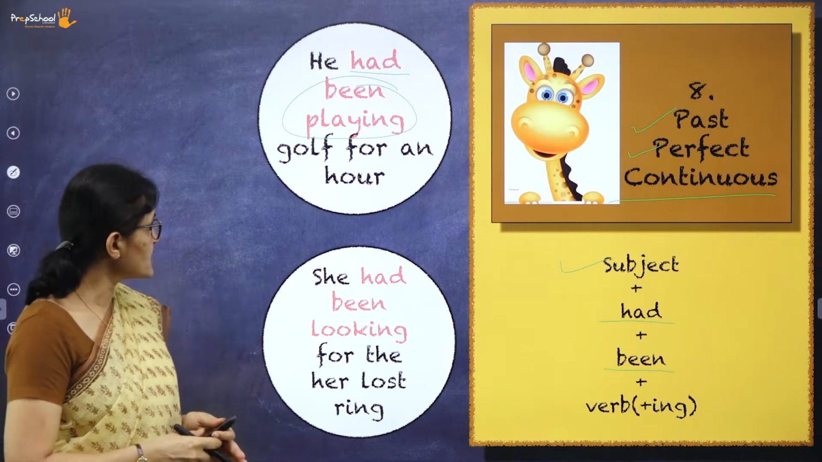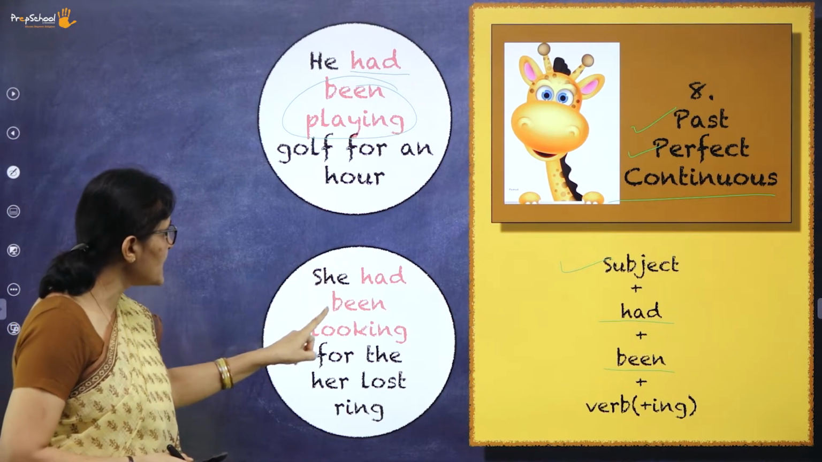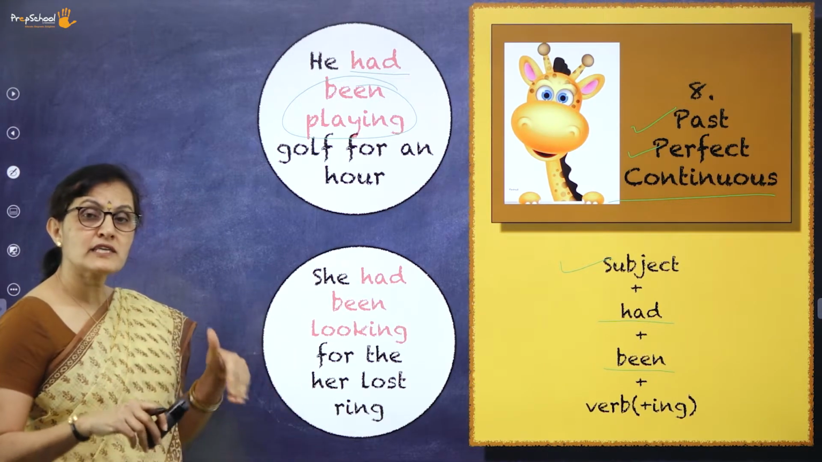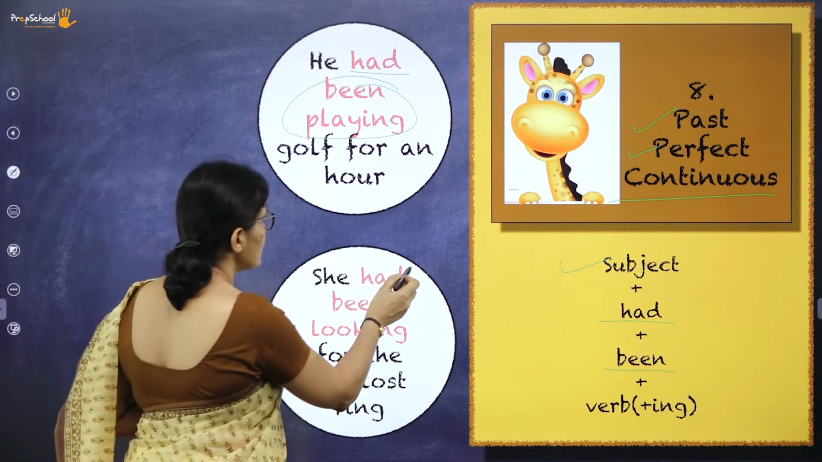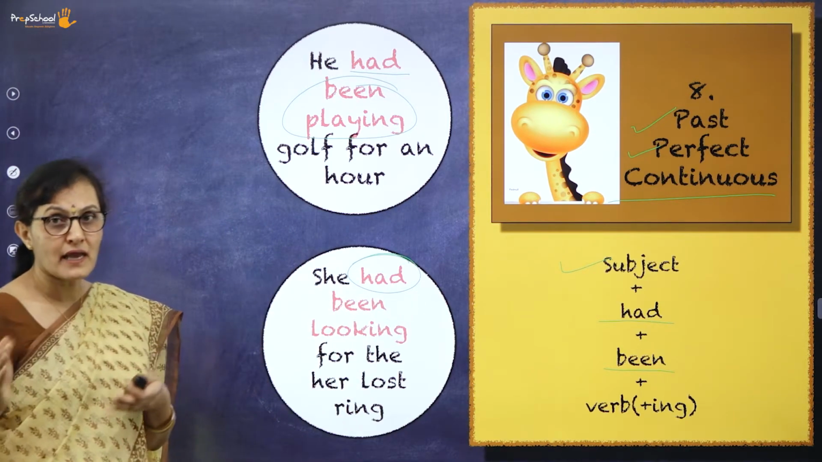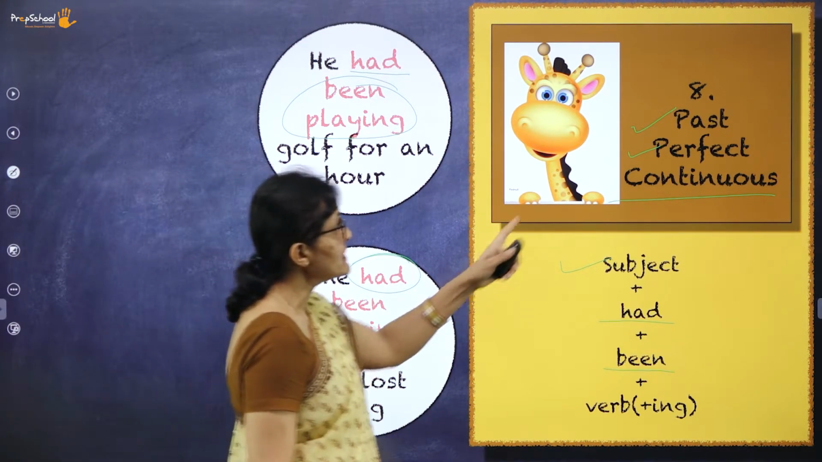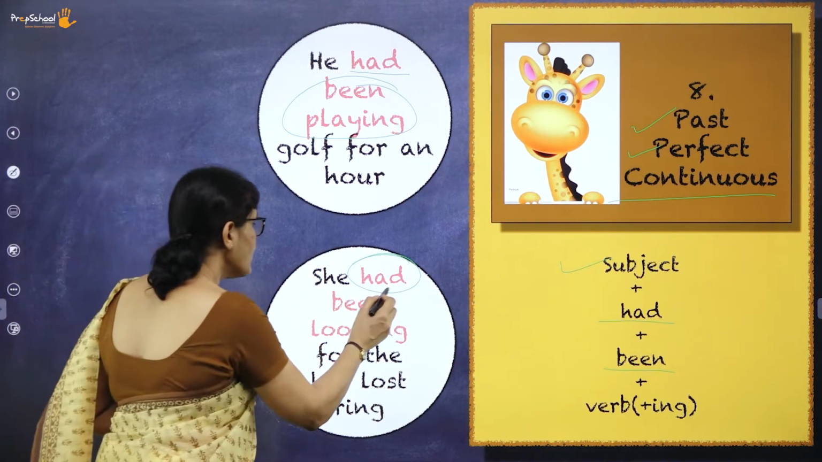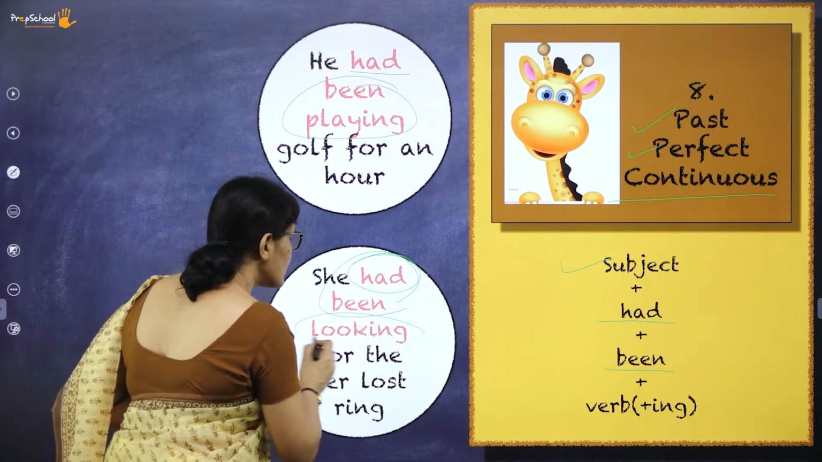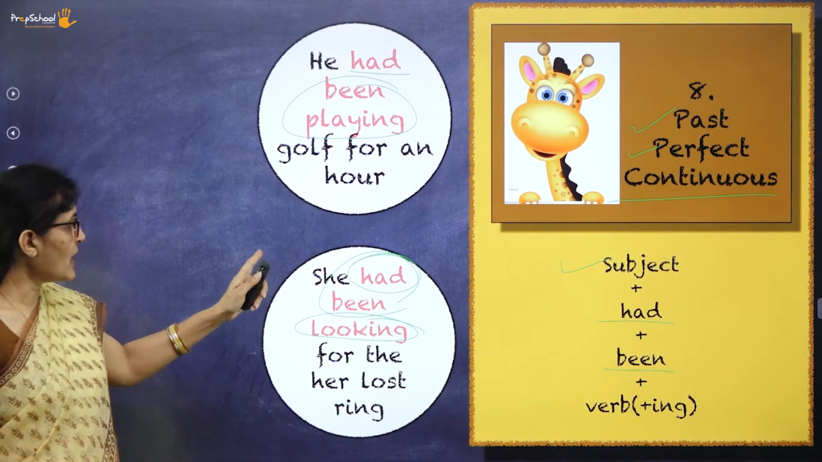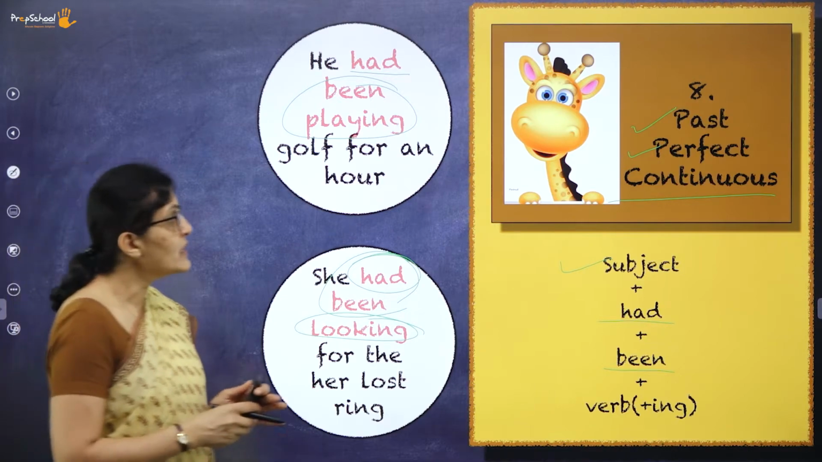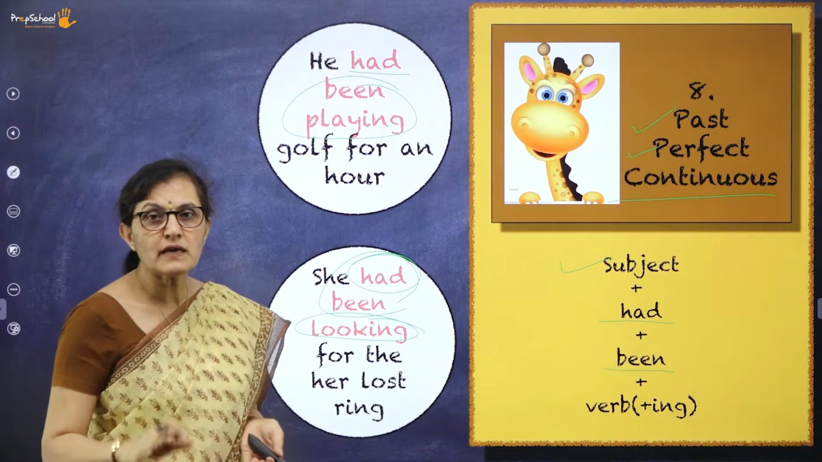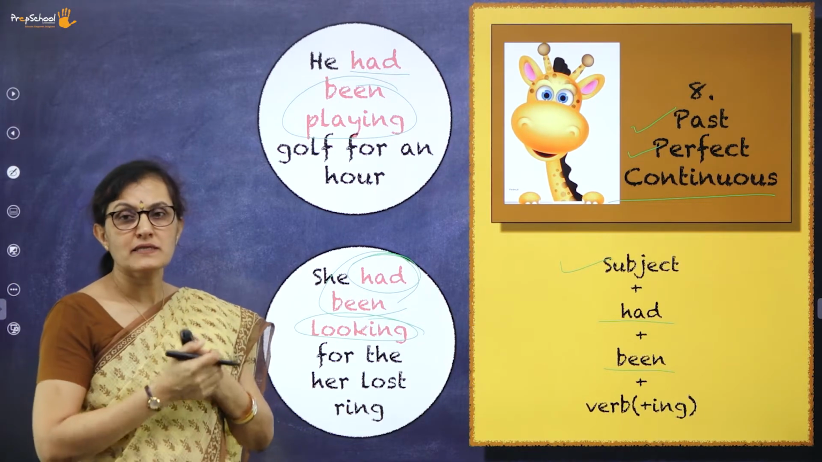So when you look at the next example, she had been looking for the lost ring. The action has already happened. It was a past action, but it is perfect continuous. She had been. So had been becomes the perfect continuous, that is looking. So she had been looking for the lost ring is past perfect continuous. So you got to see 4 kinds of past tense.